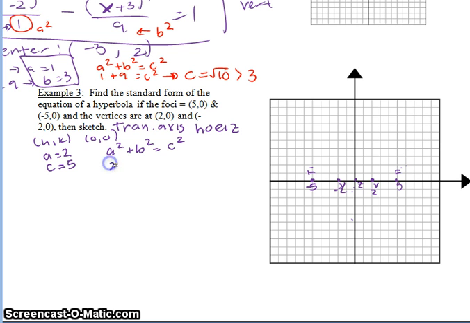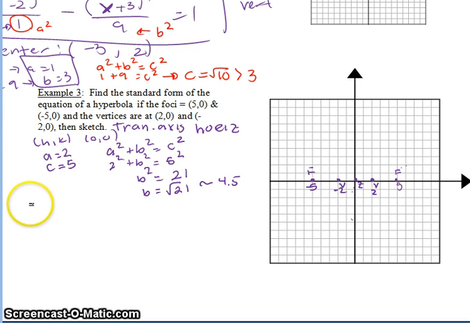So a squared would be 2 squared, plus b squared is c squared, or 5 squared, so b squared is 25 minus 4, which is 21. So I know that b is square root of 21. That's between the square root of 25 and the square root of 16, so that's around 4.5, which is useful for graphing it. We just have to know that it's bigger than 4 and less than 5.